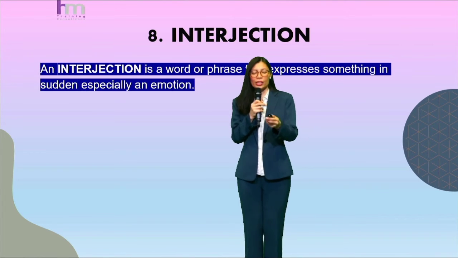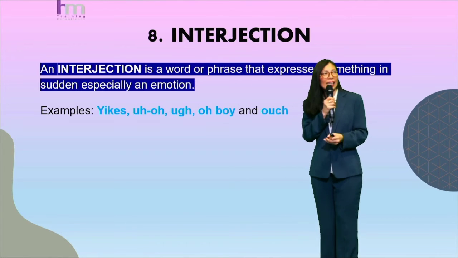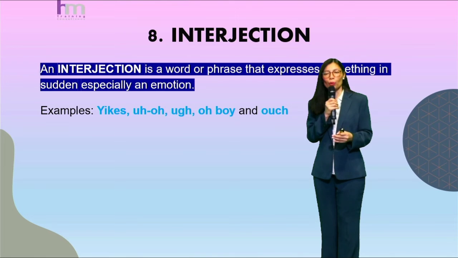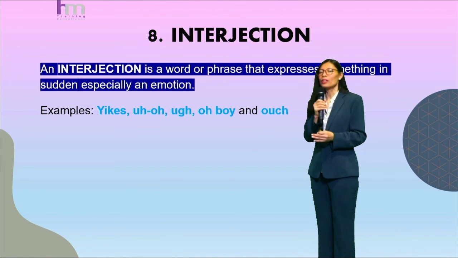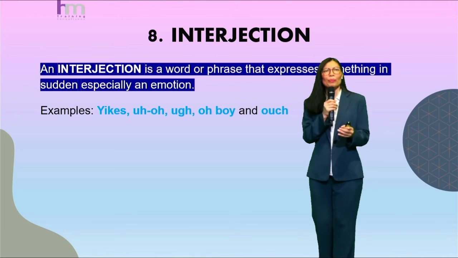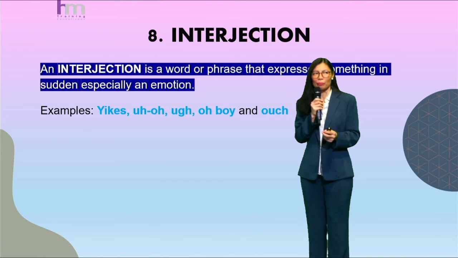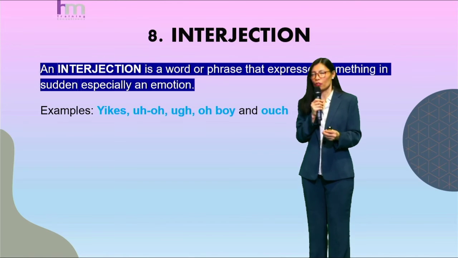Examples are things like yikes, oh boy, ouch. Those are the words you use when you want to show emotion. So these are interjections. We don't really use these often. I think nowadays in WhatsApp there are a lot of interjections being used. But in writing, we don't really use them as often.